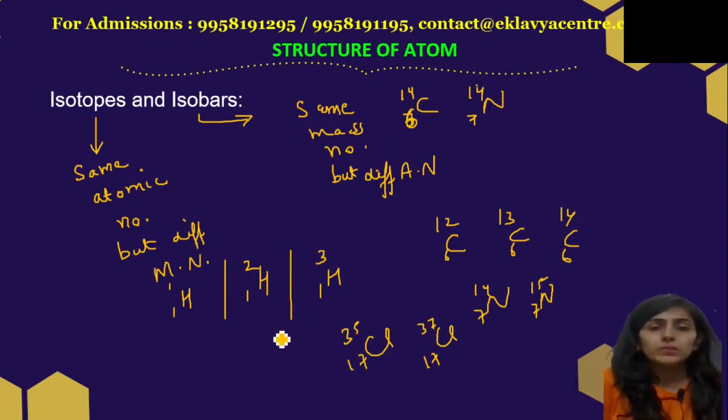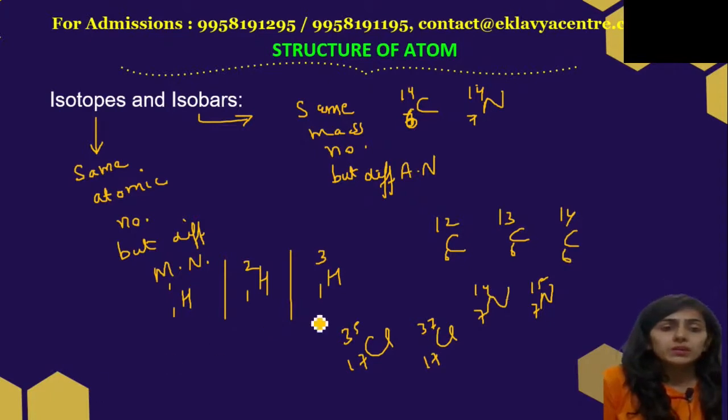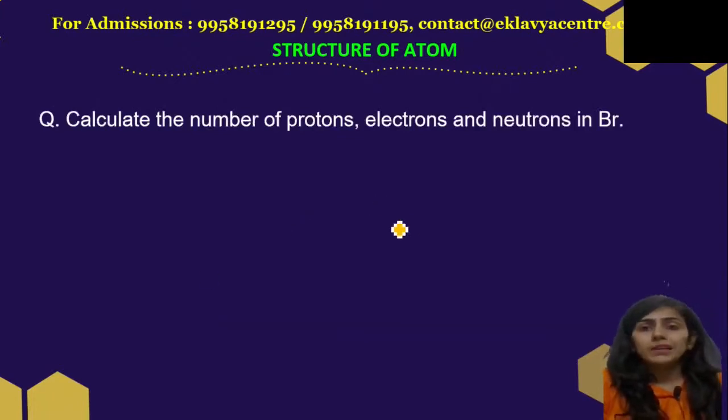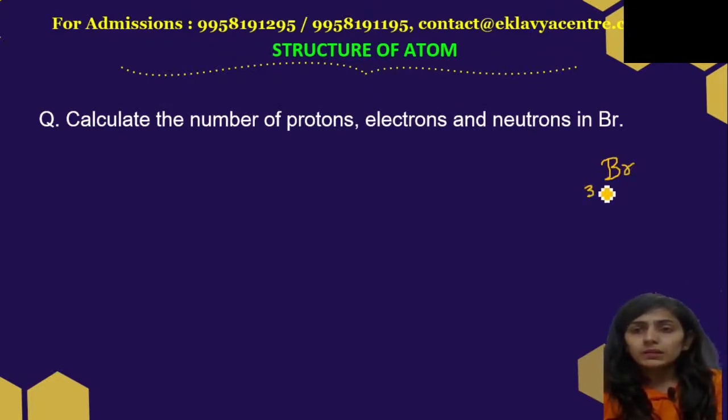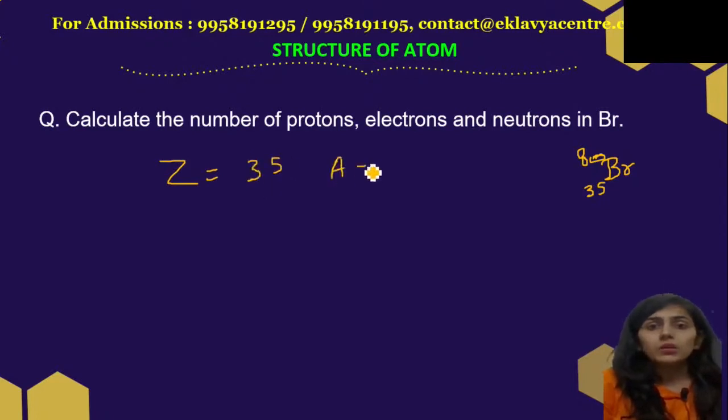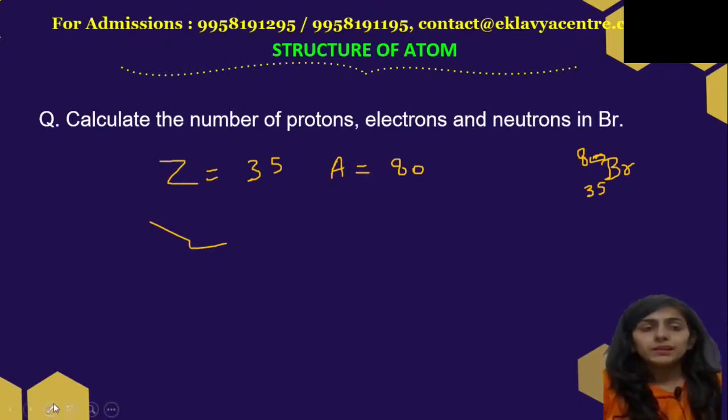Now on the basis of this, let us do one very simple numerical. Calculate the number of protons, electrons and neutrons in bromine, given as Br 35 and 80. Yes, 35 and 80. So basically the value of Z is 35 and that of A is 80. So the number of protons and electrons will be equal to 35, because Z is nothing but the number of protons and electrons.